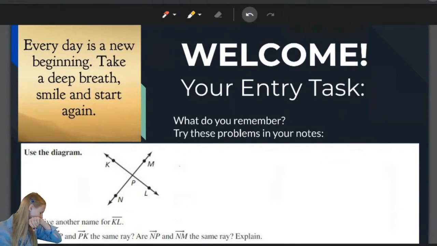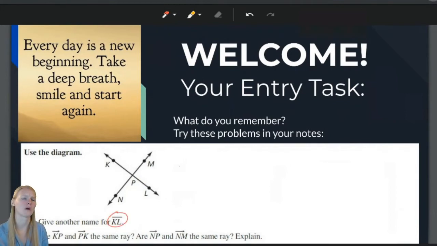So the first thing we're going to do is give another name for segment KL. That's how we read this. We read it segment KL. The reason I know it's a segment and not a line is because it doesn't have these arrows. If this had those arrows, it would be line KL, but it doesn't have arrows. It's just a little stick. So that is a segment.